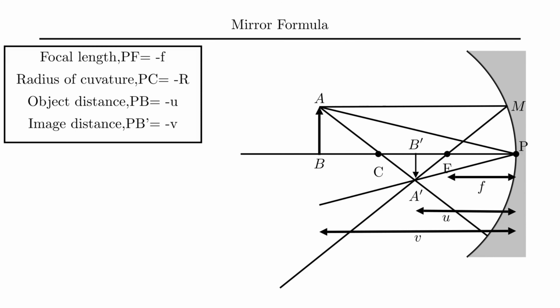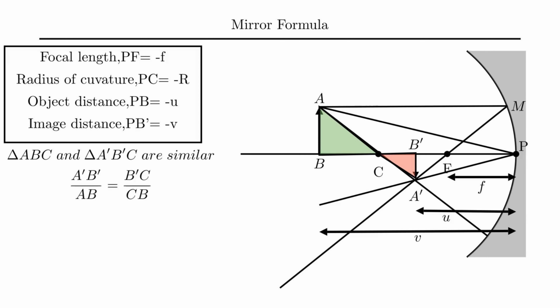Now consider triangle ABC and triangle A'B'C, which are similar to each other. Since the ratios of corresponding sides of similar triangles are equal, the ratio of A'B' to AB is equal to the ratio of B'C to CB. As all distances are measured from the pole, B'C can be written as PC minus PB' and CB can be written as PB minus PC. Substitute these values to obtain the ratio of A'B' to AB equals -R plus v upon -u plus R.